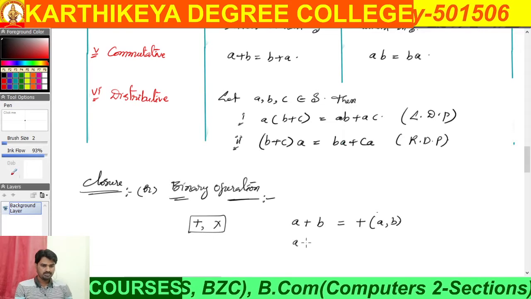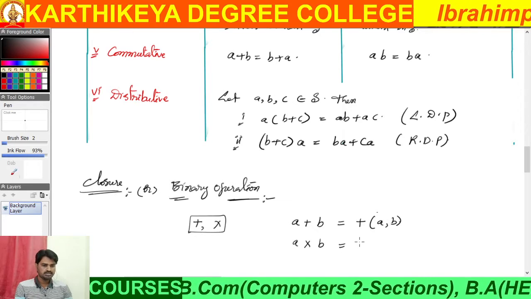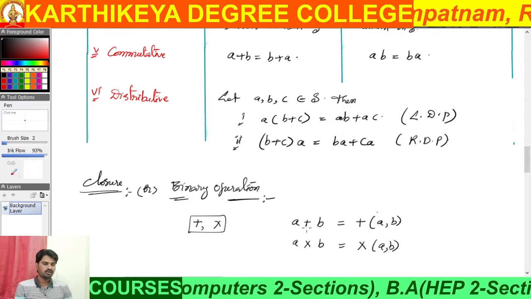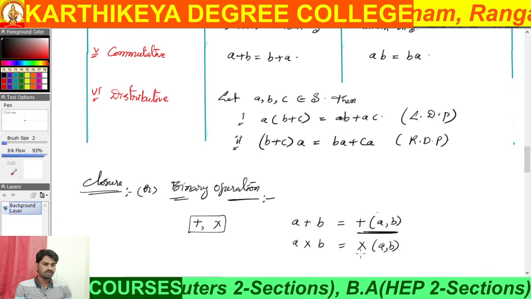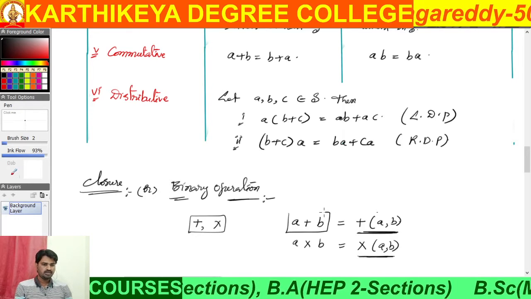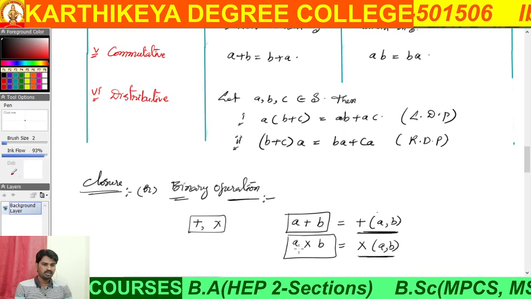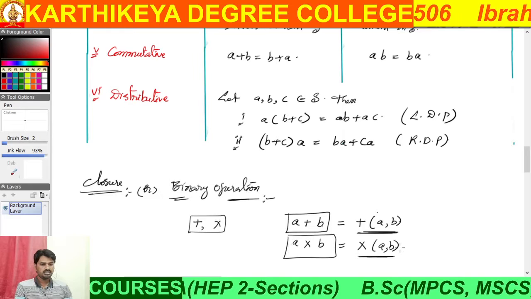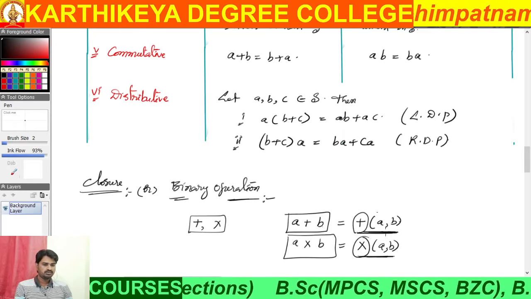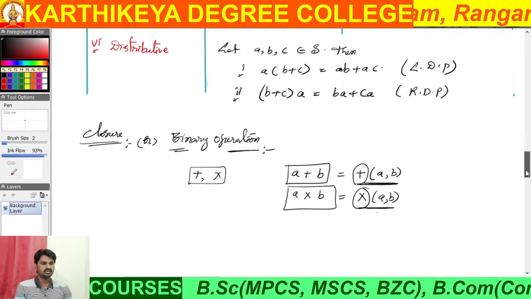In the same way, if you want to multiply these two, A into B, this is called the product of A comma B. They are the original definitions, but we can write simply addition of AB like A plus B, multiplication of AB like A cross B. So here plus and into are both functions.